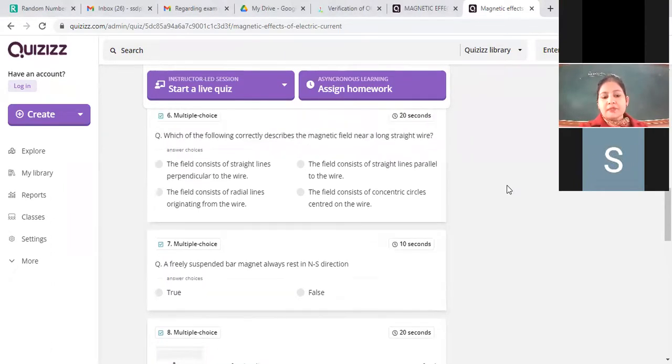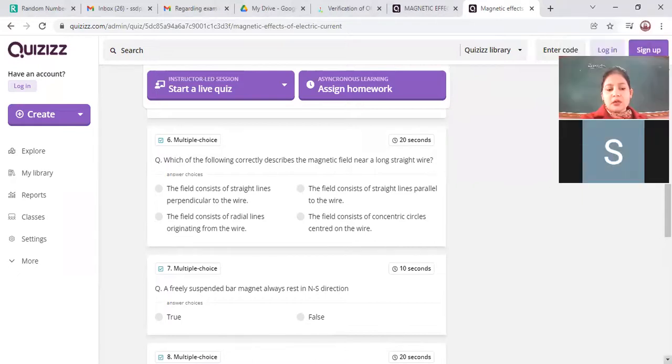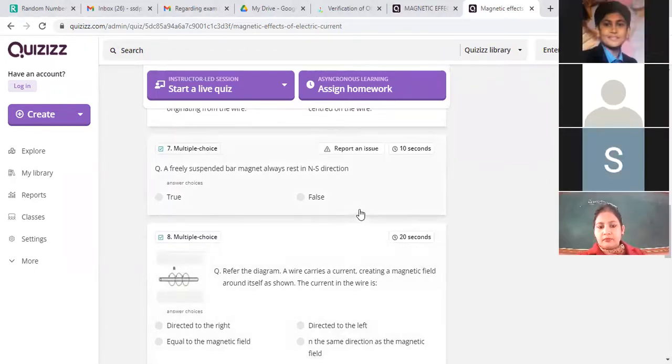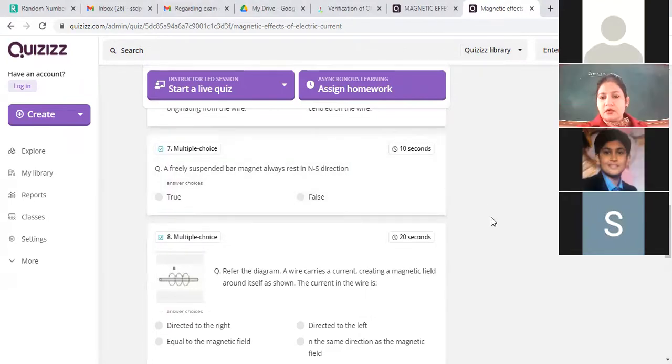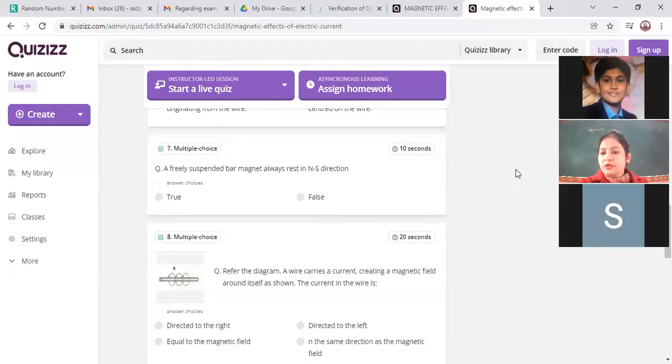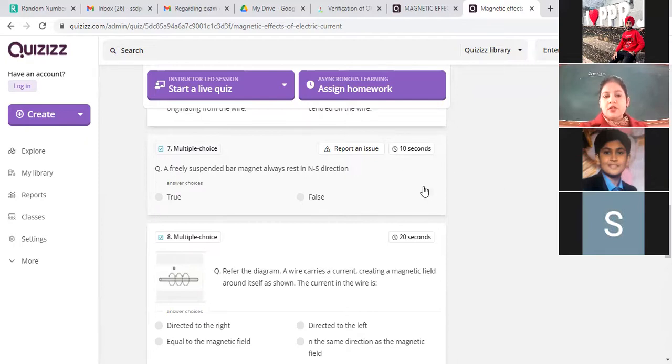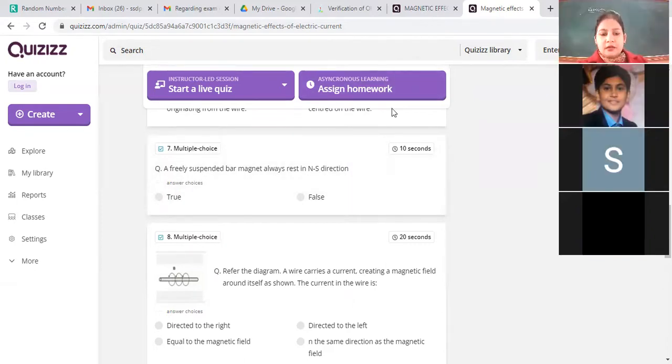Question number 7. A freely suspended bar magnet always rests in north-south direction. Is it true or false? Harshit. Ma'am, true. Yes, it is true. Why it rests in north-south direction? What is the reason? Why doesn't it revolve like an ordinary pen? Yes, Gursimar, can you tell the reason? Ma'am, because Earth is also a magnet, and unlike poles attract each other, so it lies in north-south direction. So it lies in north-south direction under the attraction of Earth's magnetic field. Earth's magnetic field is acting on it. So that keeps it aligned in a particular direction.